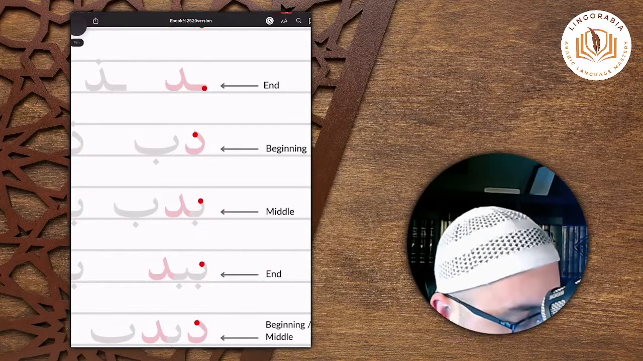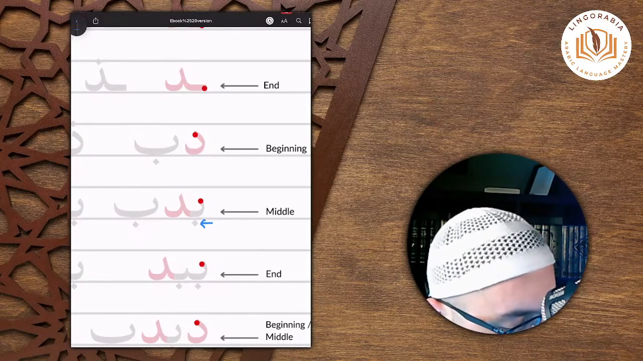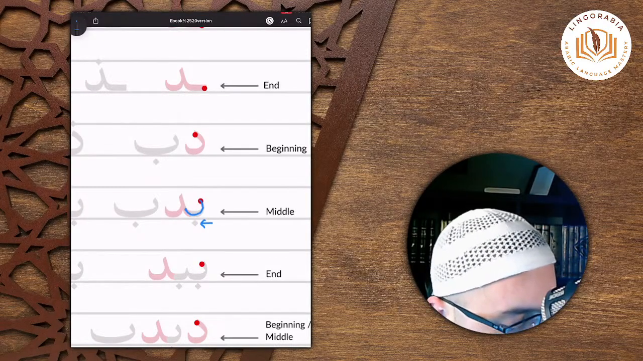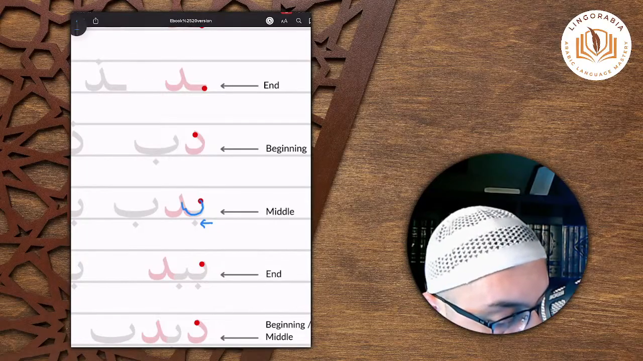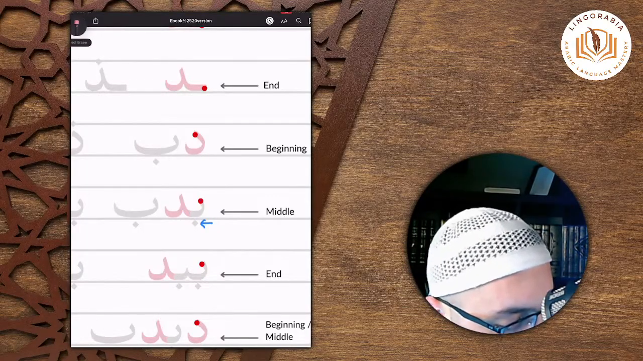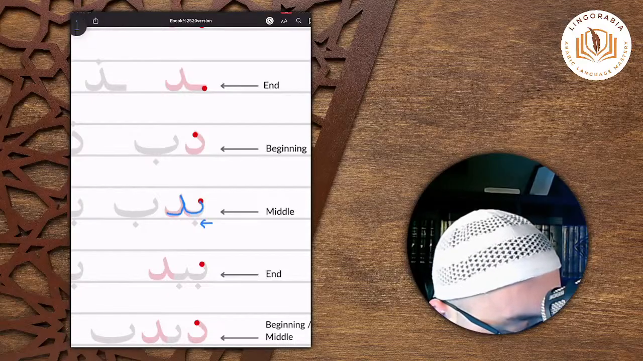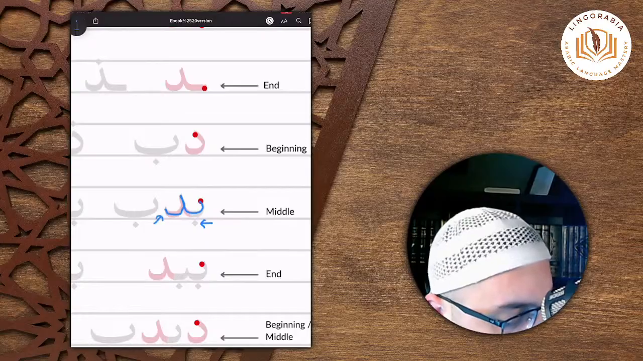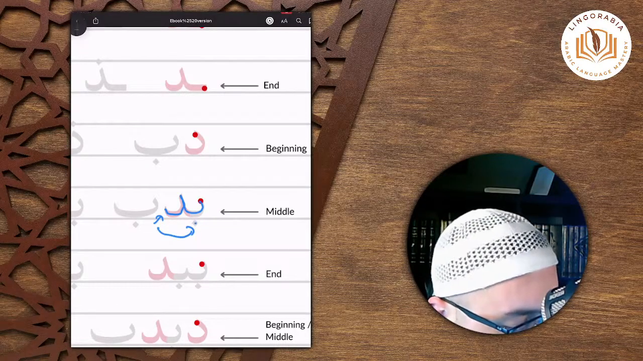Now here, guys, when you write this, once you finish the ba, you don't put the dot. When I stopped here, I finished the ba. When I finish the ba, I don't release the pen, I go up, I go down, I finish the dal, and then at this point I release and go back and add the dot.